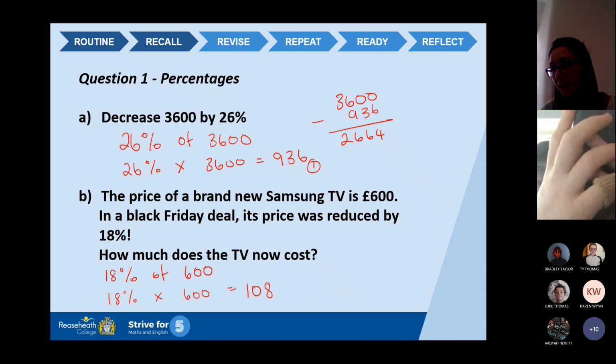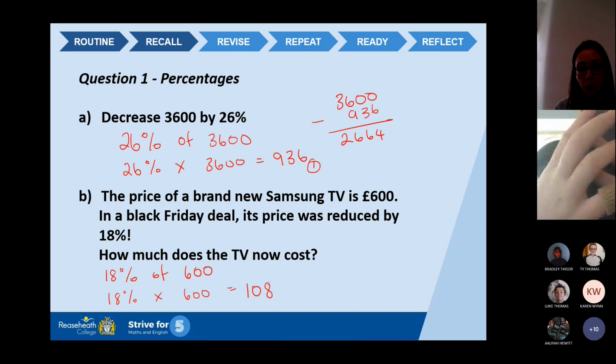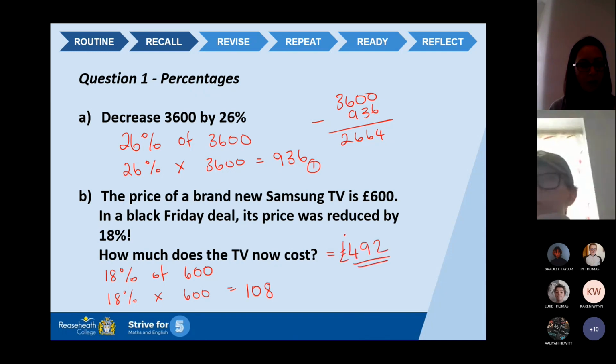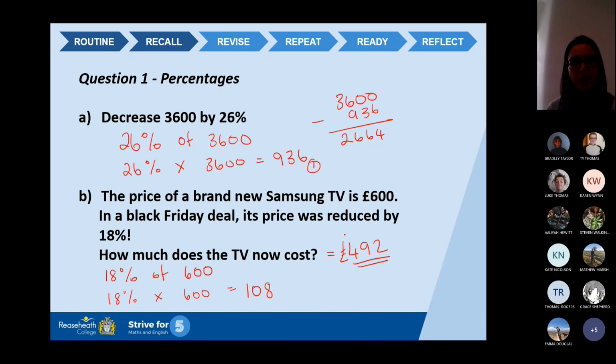So I think some people again did give 108. So like I said before, that is 1 mark. And I did give some people feedback just to remind you, don't forget to take that off. 600 take away 108 gives us a final TV cost of 492. Okay, good, well done. So percentage increase and decrease. Obviously we're taking it away. If it was an increase, you'd add it on.